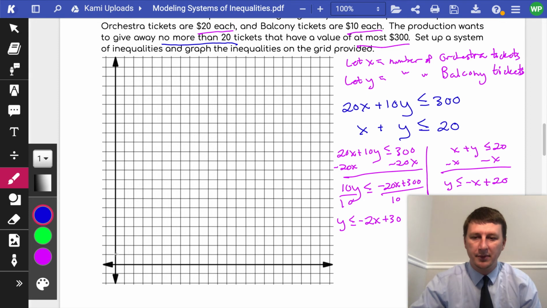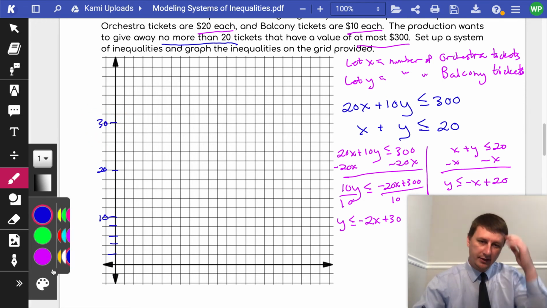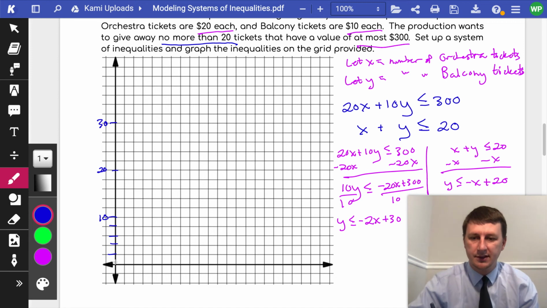So I'm going to go up by 2s: 2, 4, 6, 8, 10, 12, 14, 16, 18, 20, 22, 24, 26, 28, 30. And then I'm going to be going over by ones only. So I'll go 1, 2, 3, 4, 5, labeling every 5 lines, 6, 7, 8, 9, 10, so we can tell what we're going up by, 11, 12, 13, 14, 15.